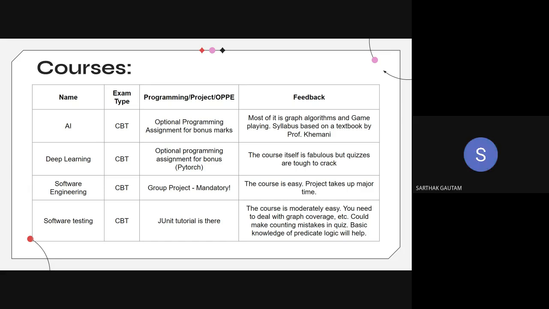Software testing is more of a too theoretical course, I would say. The only practical component is JUnit. That too is in the first week. After that, you don't code anything. You just read the code and say, okay. That too from the first week only.